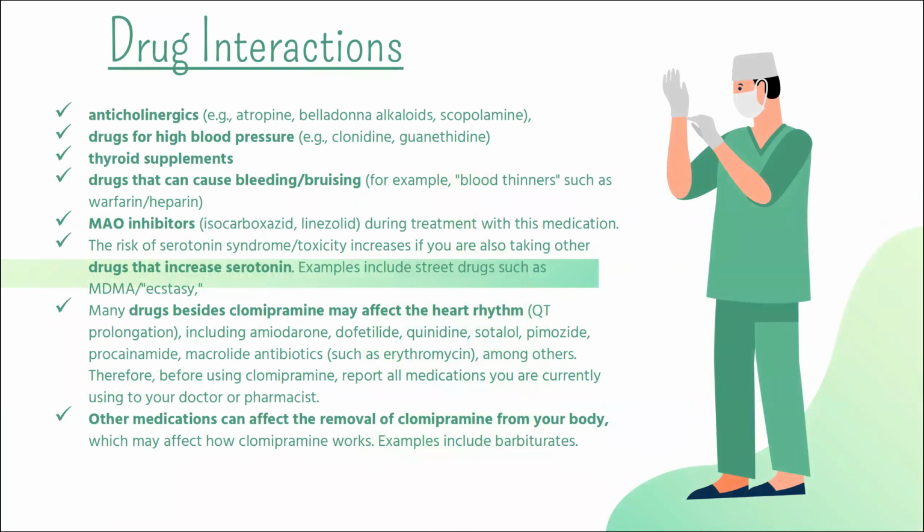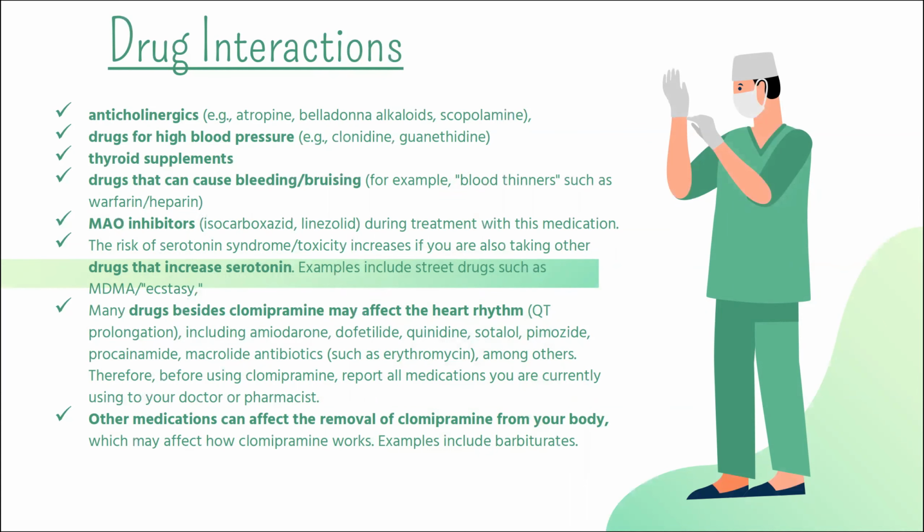Its known drug interactions are with anticholinergics, high BP medications, thyroid supplements, drugs that can cause bleeding, MAO inhibitors, like we have previously discussed, that we cannot give more antidepressants that are known to have contraindicating effects. Other than that, drugs that may affect the heart rhythm because clomipramine seriously affects the cardiovascular system, or any other drug that affects the removal of clomipramine from the body.